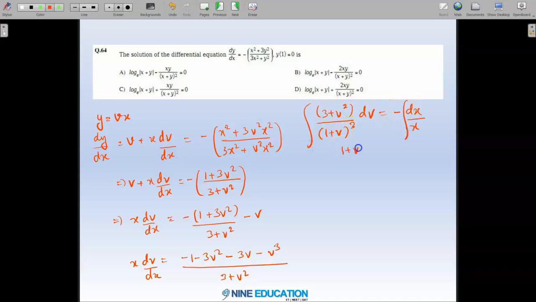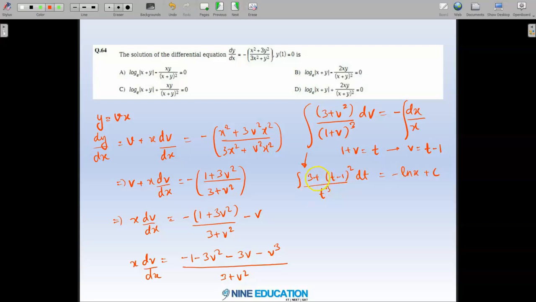Now I can substitute 1 plus v is equal to t, from where I can also say v is equal to t minus 1. So 3 plus v square will become 3 plus (t minus 1) whole square divided by 1 plus v, which means t cube, and in place of dv I can still write dt, and this is minus ln x plus some constant c.